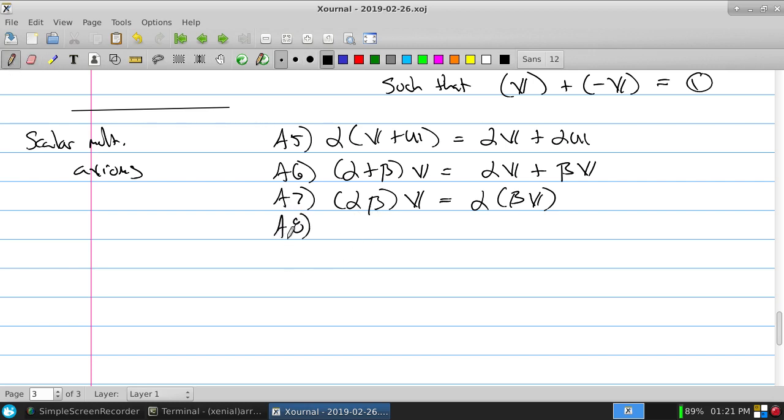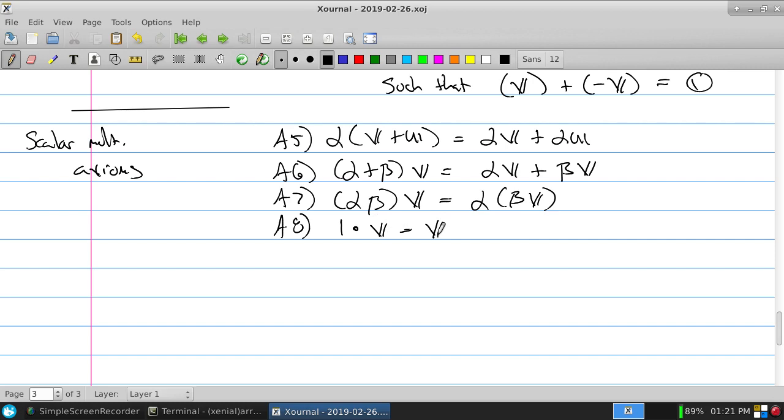And then the last one, which is a form of association, but not really. I mean, it is associative. And the last one is this. If you take the number 1 and you multiply by a vector, it's still the same vector, which is a form of multiplicative identity.